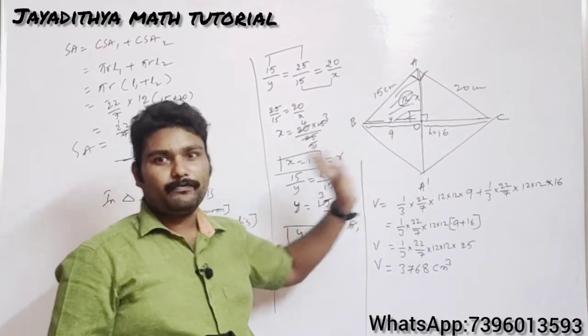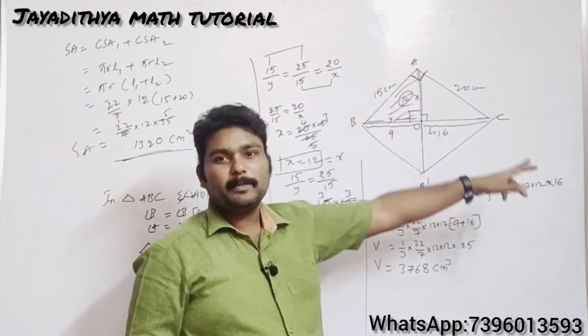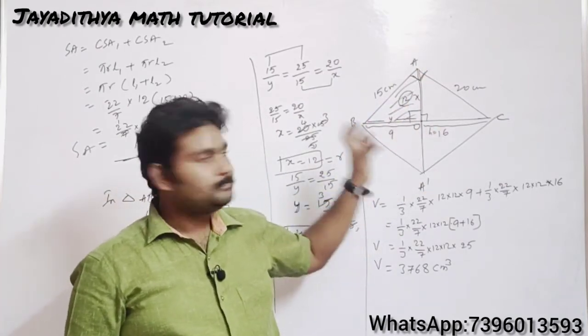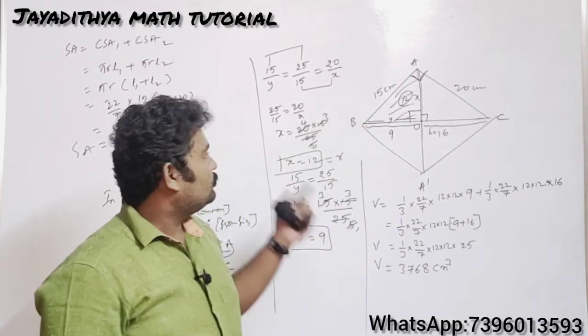So in this problem, the important case is you need to find the value of x and you need to find the value of y. For that reason, what are you going to do here? Take one smaller triangle and take the bigger triangle and try to make them similar. If those two triangles are similar, then you can solve the problem easily.